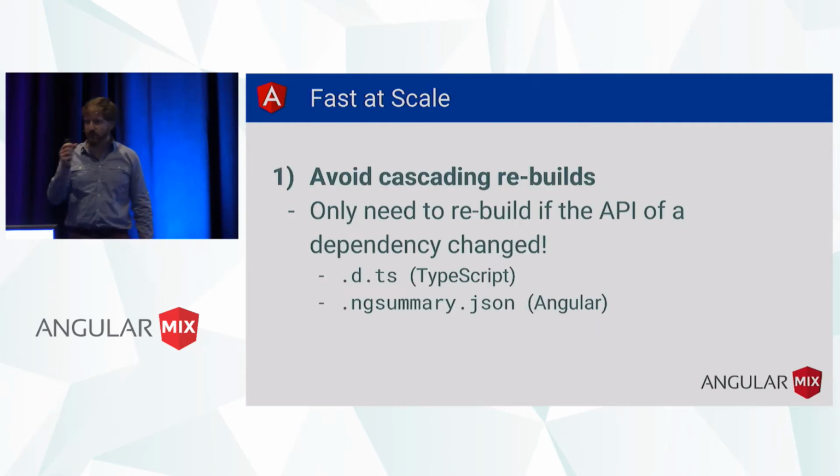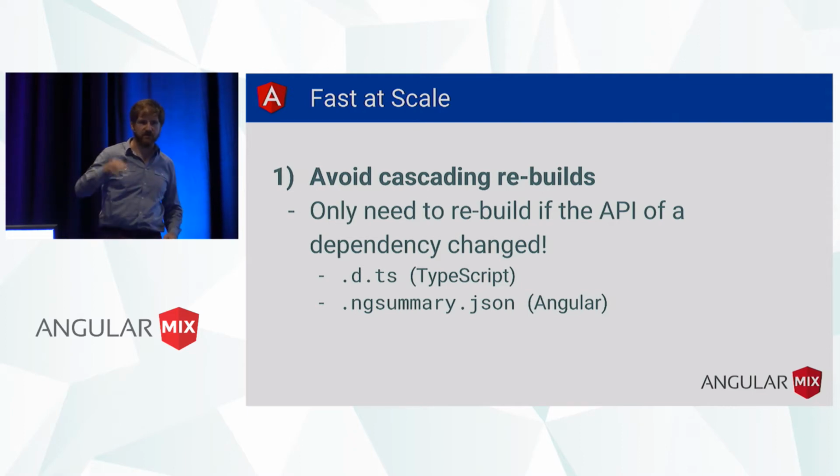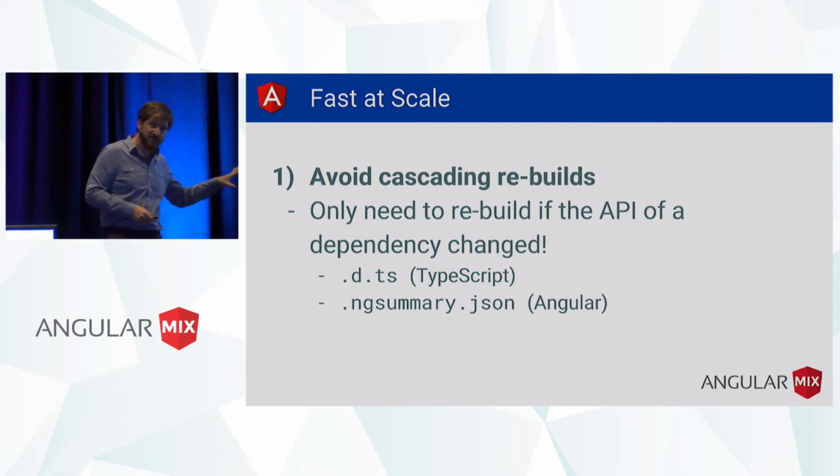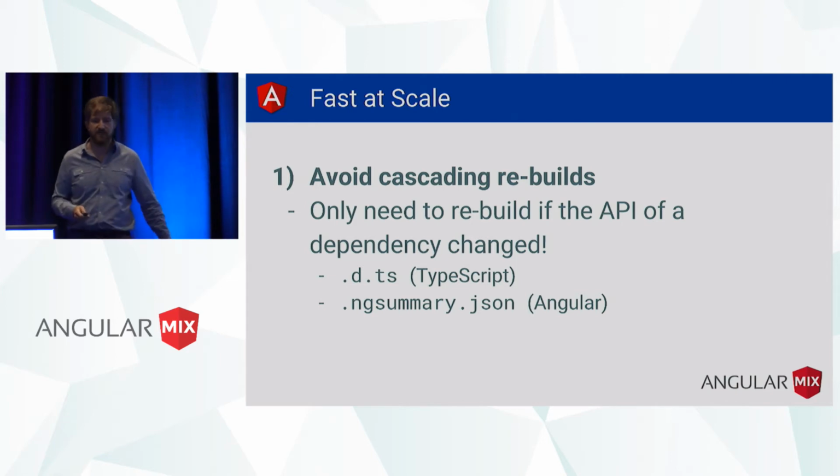And the answer is we want to really avoid this, because the deeper this tree becomes, the more we have to do these rebuilds, and they have to happen one after the other. So what we want to avoid doing is rebuilding something unless we have to. And when we have to rebuild it, or at least retype check it, is if its API changed. If the API hasn't changed, then the changes are all internal to the package, and we don't need to touch anything else. And we can tell that easily because TypeScript gives us .d.ts files, which are a way to express the API of your TypeScript code. And Angular compiler produces a very similar file, ngSummary.json, specifically for this reason, so that when we hooked it up at Google, we would not have to have these cascading rebuilds.